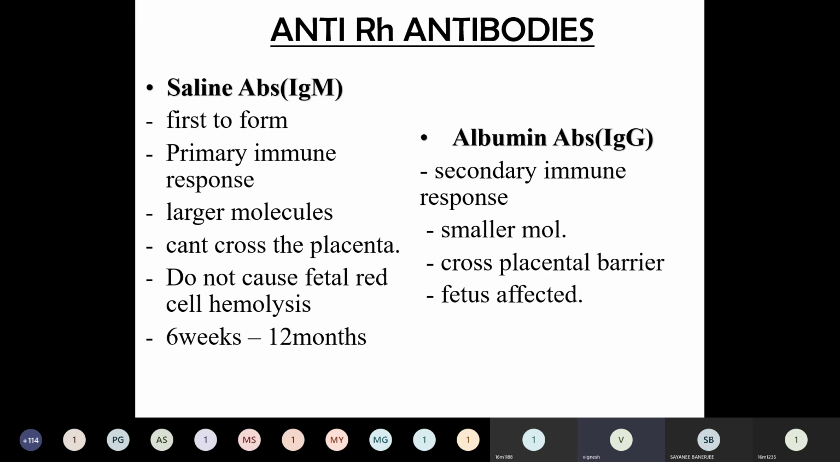Okay. So the first immunogenic response will be an IgM, which is a larger molecule with a molecular weight of 50,000 daltons. Hence, it does not cross the placenta, and hence the first pregnancy, that is primigravida, most often remains unaffected, because this stays in the blood from 6 weeks to 12 months. Whereas the second immunogenic response is produced by the albumin antibodies, which have a smaller molecular weight, easily cross the placenta, and hence the baby gets affected.